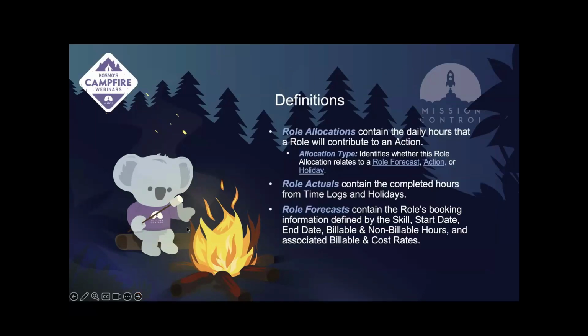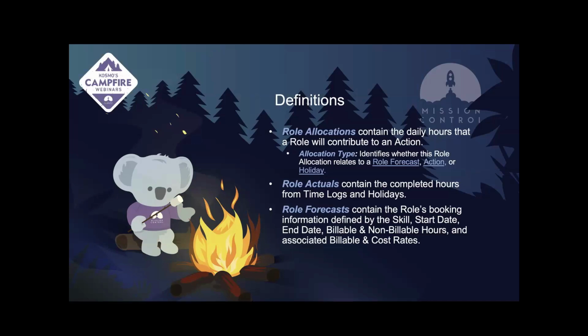As we reviewed already, role allocations contain the daily hours that a role will contribute to an action, and they're generated from those three objects. There's a field called allocation type on the role allocation itself. If you pull up individual role allocation records, you'll see that each is related to either the role forecast, the action, or the holiday. If a user is working Monday through Friday, you'll see role allocation records generated for them for each day: Monday, Tuesday, Wednesday, Thursday, Friday.